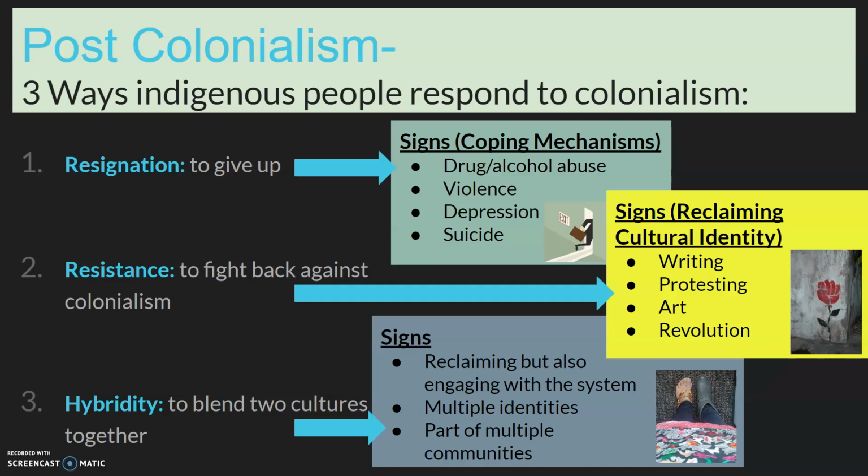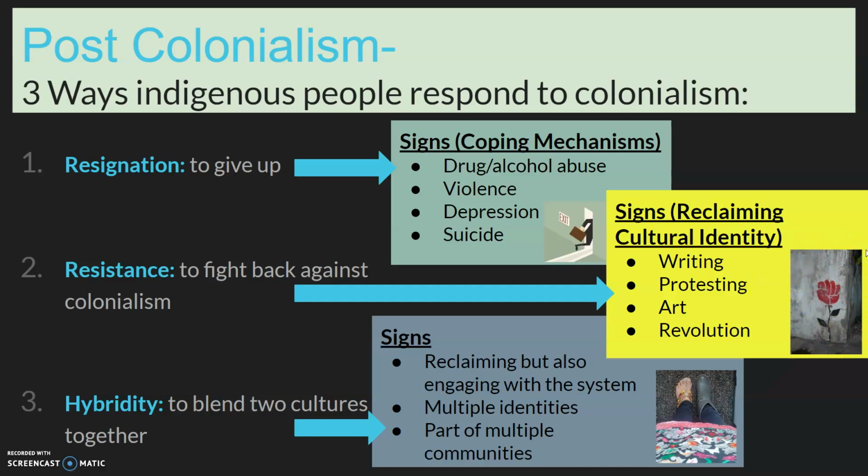The second way that somebody could respond to colonialism is through resistance. And resistance means to fight back against colonialism. And that often includes reclaiming cultural identity. So a lot of the times that includes writing, protesting, art. We even see Junior drawing comics throughout the book. That counts as resistance. He's also reading books. And also revolution. So fighting for your own rights. There's some graffiti here that kind of combines the art and the revolution and the protesting all together.